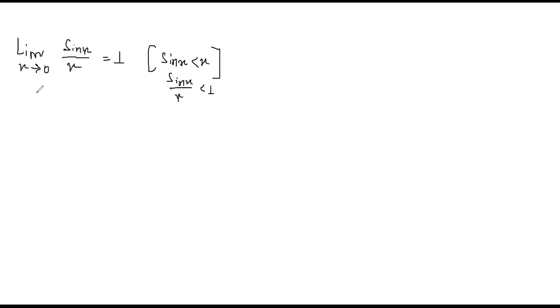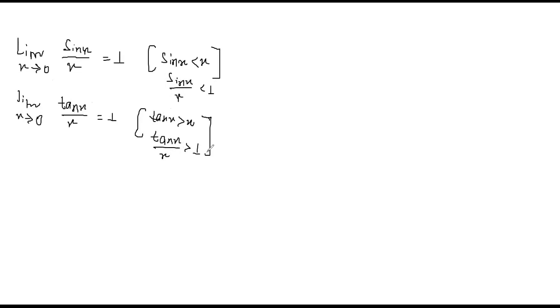Okay, write down the limit as x tends to 0 of tan x upon x, which is also equal to 1. Tan x is greater than x, so tan x by x is greater than 1. You see that if you take x and here x, then its value will be 1. Otherwise, it will not equal 1.